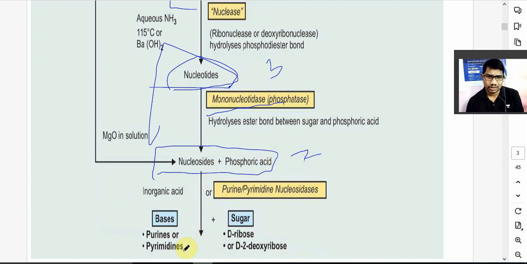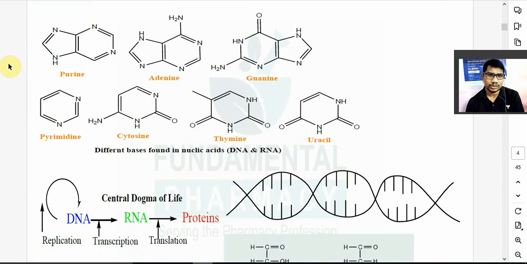If you hydrolyze nucleosides, you are going to get inorganic acid, that is phosphoric acid, then bases, purines and pyrimidines, and then sugars. That is the evidence that nucleic acid has purine and pyrimidine bases, ribose sugar, and phosphoric acid. We have seen the examples of purines and pyrimidines. In the purine, you will have a structure like this. This is the structure of purine. In that purine you have adenine and guanine. These are the examples of purines.